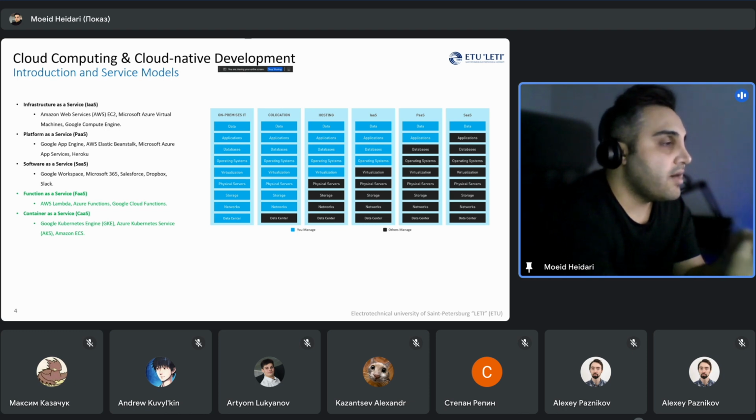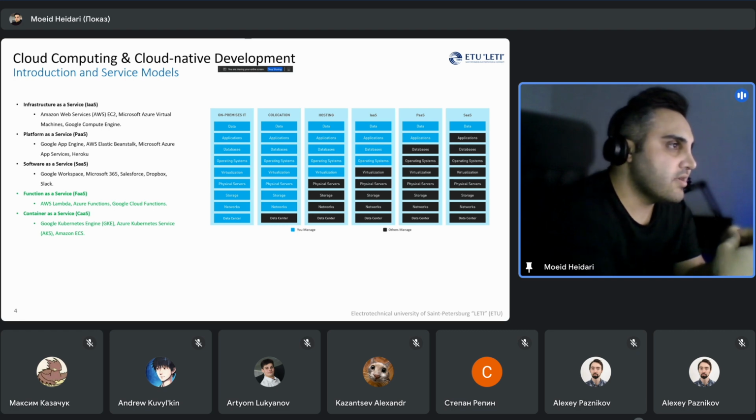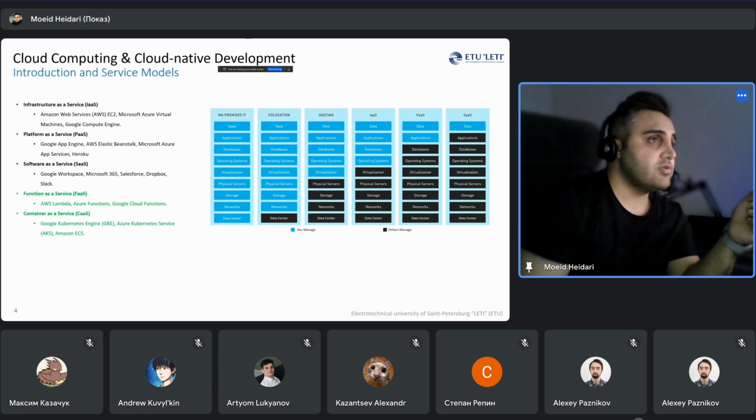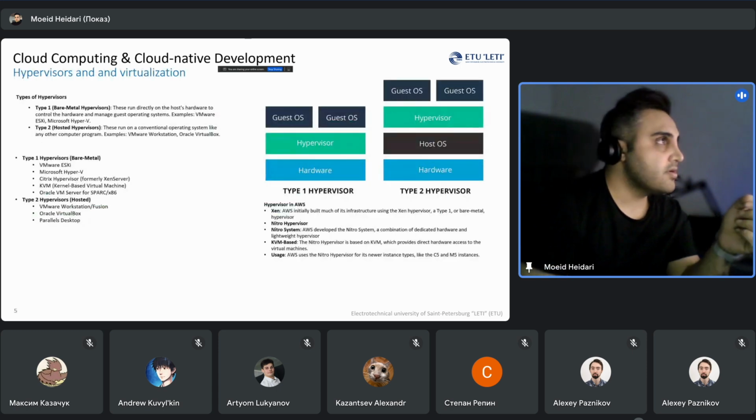Or in Amazon, we have two different types of these container as a services. So Amazon ECS is Elastic Container Service, which is a system that can control and manage your containers, but at the same time it provides another service, which is a Kubernetes service, and we call it EKS, or Elastic Kubernetes Service. So yeah, it's about different types of services which are being provided by cloud.